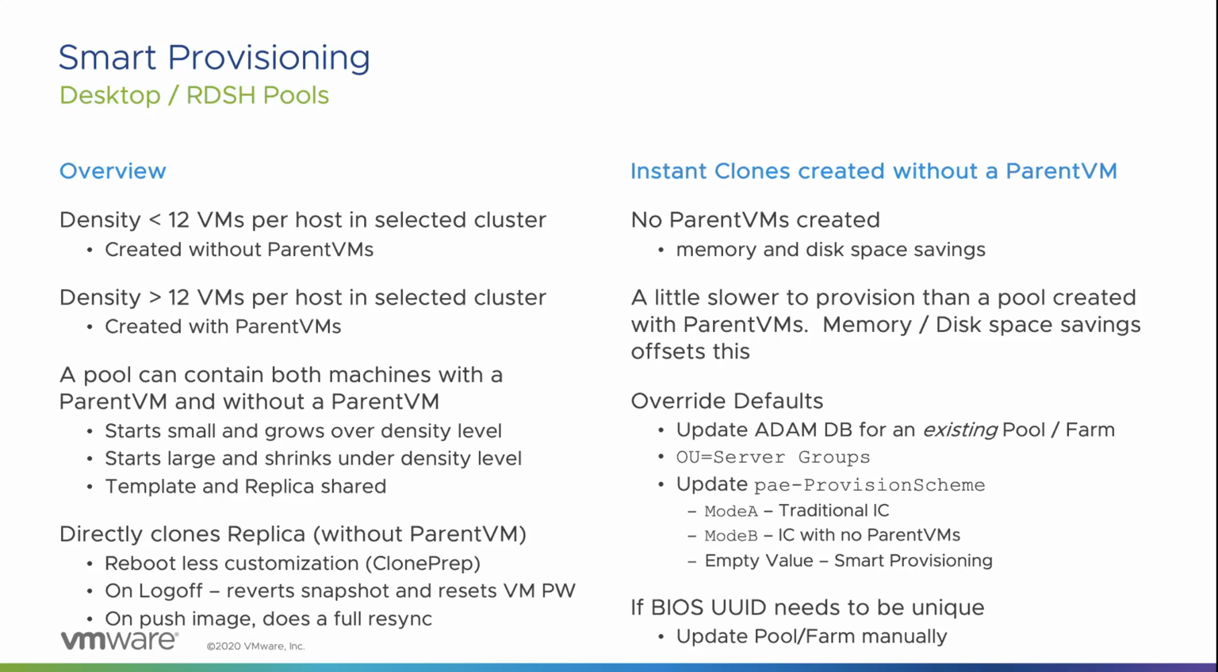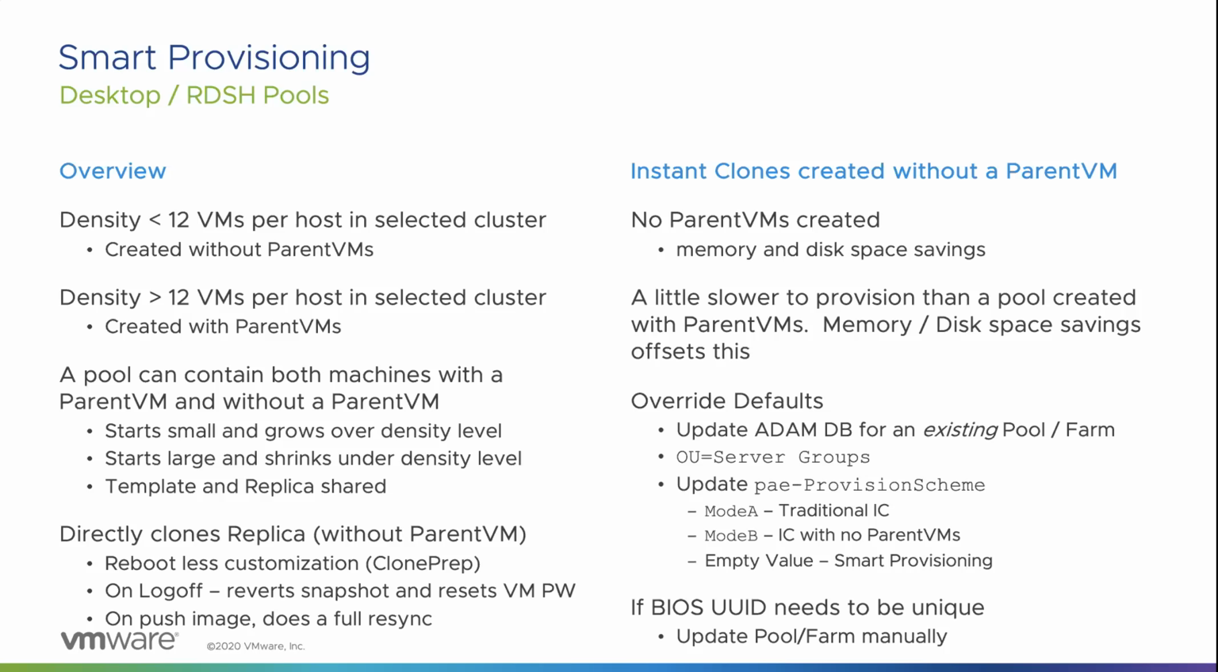So, for example, in a scenario where you have less than 12 VMs per host in a selected cluster, we won't create an instant clone parent. We'll use a linked clone, but without Composer and without the separate database. It's all managed natively in Horizon, but instead of having that stunned parent there, it's simply a linked clone.